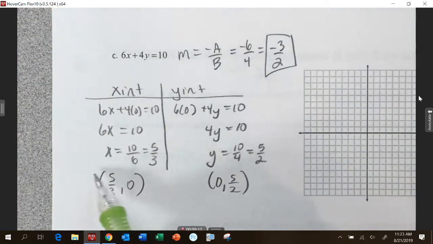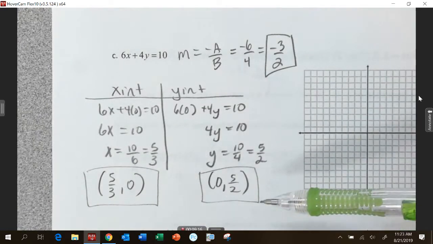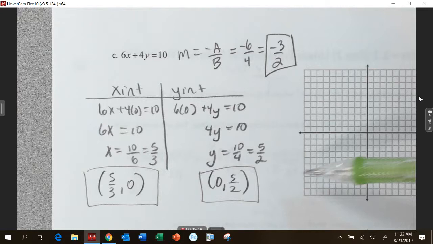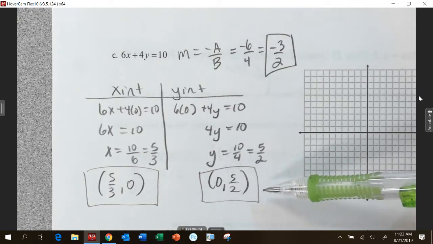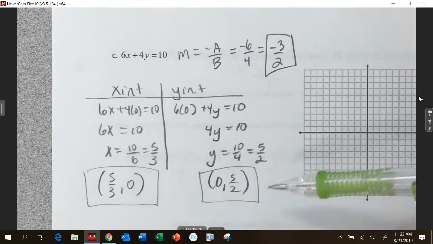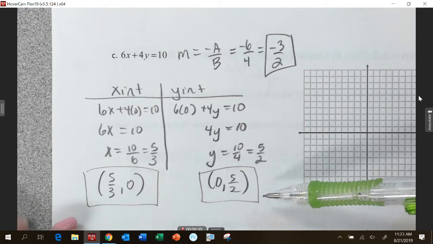Okay, so I got negative 3/2 for slope. For my x-intercept, I got 5/3, 0. And for my y-intercept, I got 0, 5/2. Did I make a mistake? Or did you guys get the same as me? I make mistakes once in a while. When I go to graph this, I'm just like, oh, fractions all over the place.